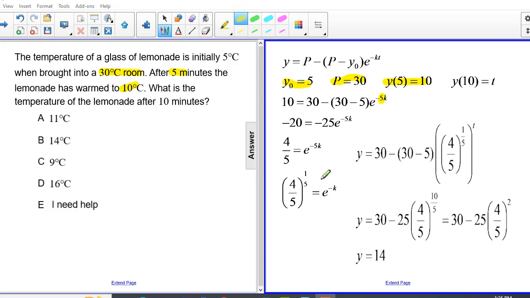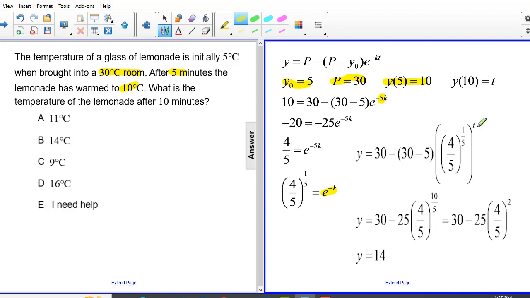So making the appropriate substitution by replacing e to the negative k with 4/5 to the 1/5 power, we have y is equal to 30 minus the quantity 30 minus 5 times 4/5 raised to the 1/5 power raised to the t power.